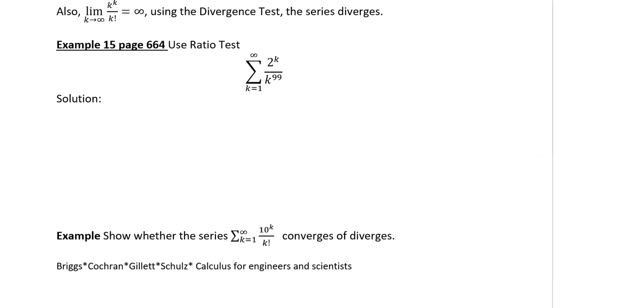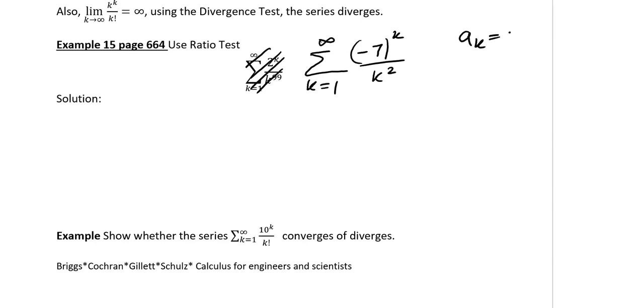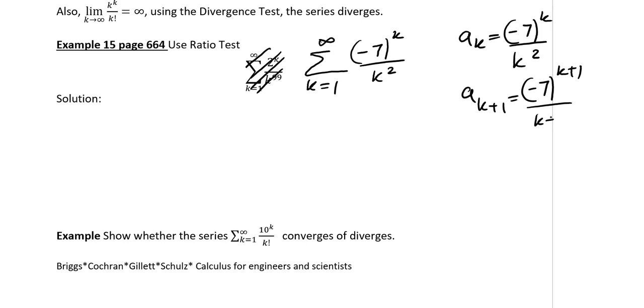So let's take a look at another example. It says use ratio test for sum as k equals 1 to infinity of 2 to the k over k to 99. And if I remember well, we actually did this problem, so I'm not going to do this problem again. I'm going to do a different one. So let's say instead of doing this problem, let's do sum as k goes from 1 to infinity of negative 7 to the k over k squared. So again, using ratio test, a sub k is negative 7 to the k over k squared, while a sub k plus 1 is negative 7 to k plus 1 over k plus 1 squared.